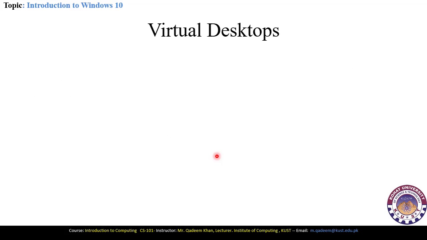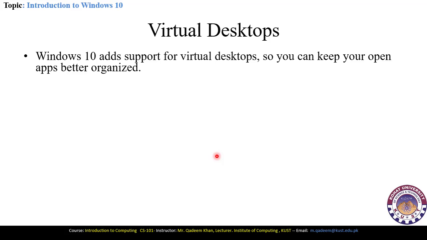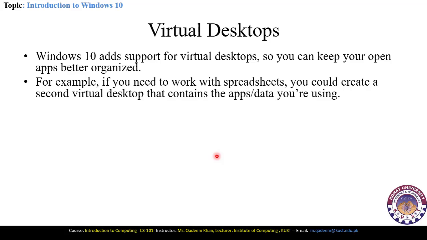Another term used for Windows 10 is the virtual desktop. Virtual desktops are added inside of Windows, where you can use different files and different sorts of applications in the virtual desktops. Windows 10 adds support for virtual desktops so that you can keep your open apps better organized. For example, if you want to work with spreadsheets, you can create a second virtual desktop that contains the apps and data you are using.